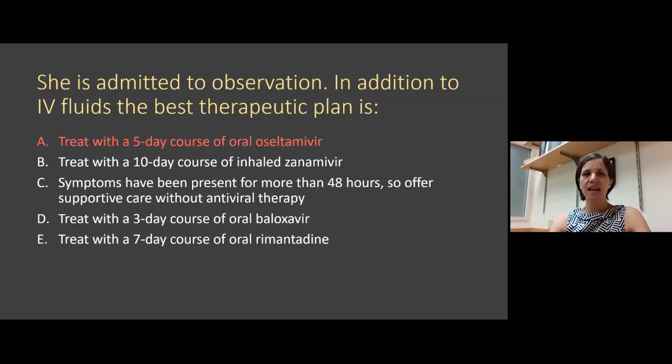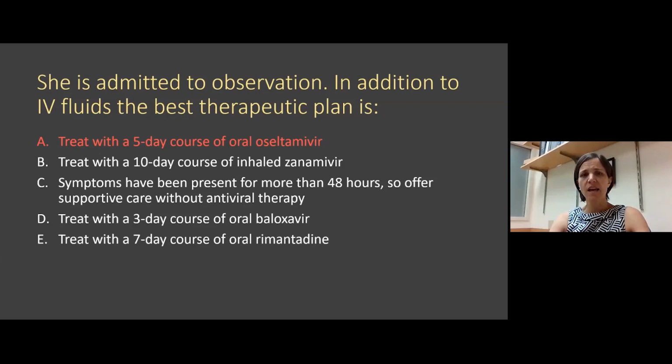So the best answer is A, treat with a 5-day course of oseltamivir, which we'll get into the details of more. Zanamivir for 5 days would also be appropriate. She's not somebody where you necessarily think they need this extended 10-day course for which there's limited evidence. She is somebody who merits treatment, which we'll get into in a minute. Baloxavir we'll also talk about.